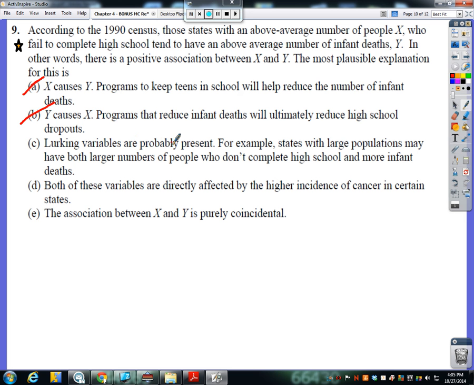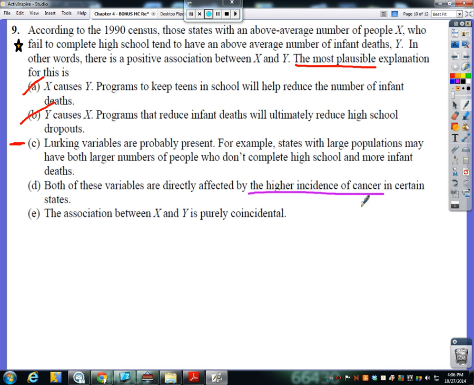C, lurking variables are probably present. For example, states with large populations may have both larger number of people who don't complete high school and more infant deaths. Well, we had talked about before how even if two things are related, there's an association, doesn't necessarily mean that they're connected, that there might be other things at play like lurking variables. So this one sounds good, but I'm not necessarily going to say, boom, that's the answer, because again, this says the most plausible. So they're kind of implying that there's more than one plausible explanation. Which one's the most plausible? All right, D. Both of these variables are directly affected by the higher incidence of cancer in certain states.